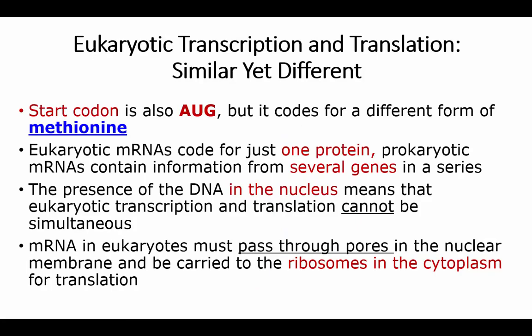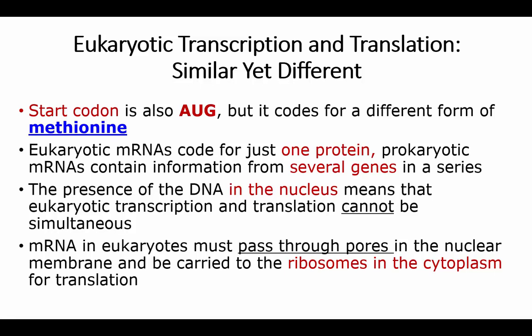Now, I'm going to scoot through to here because Objective 8 says that there are some differences between prokaryotes and eukaryotes in transcription and translation. The biggest differences are listed here. First off, the start codon. Remember, the start codon is AUG. It tells us where to begin reading the sequence. For prokaryotes and eukaryotes, it's the same start codon, but in prokaryotes, it stands for a different form of the amino acid methionine.